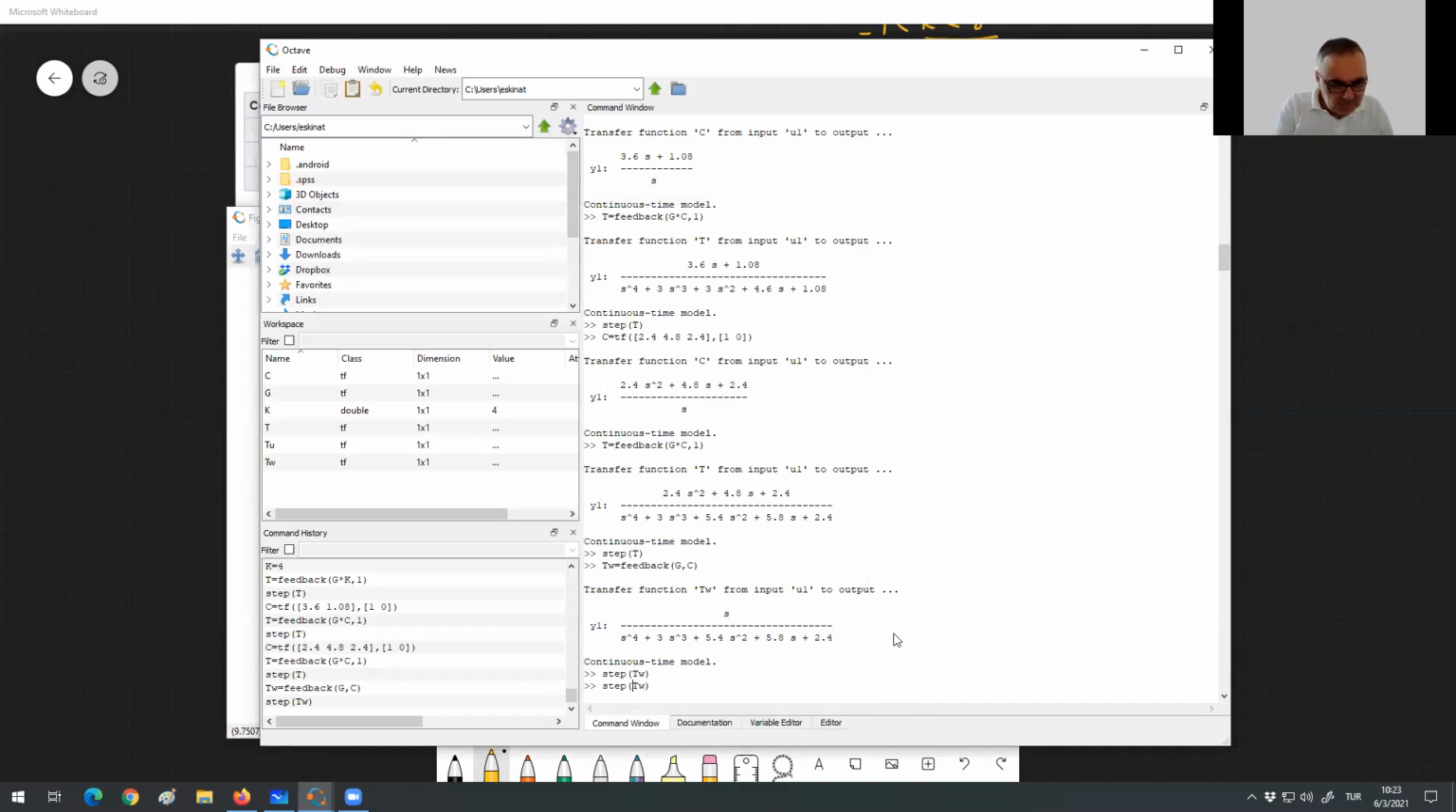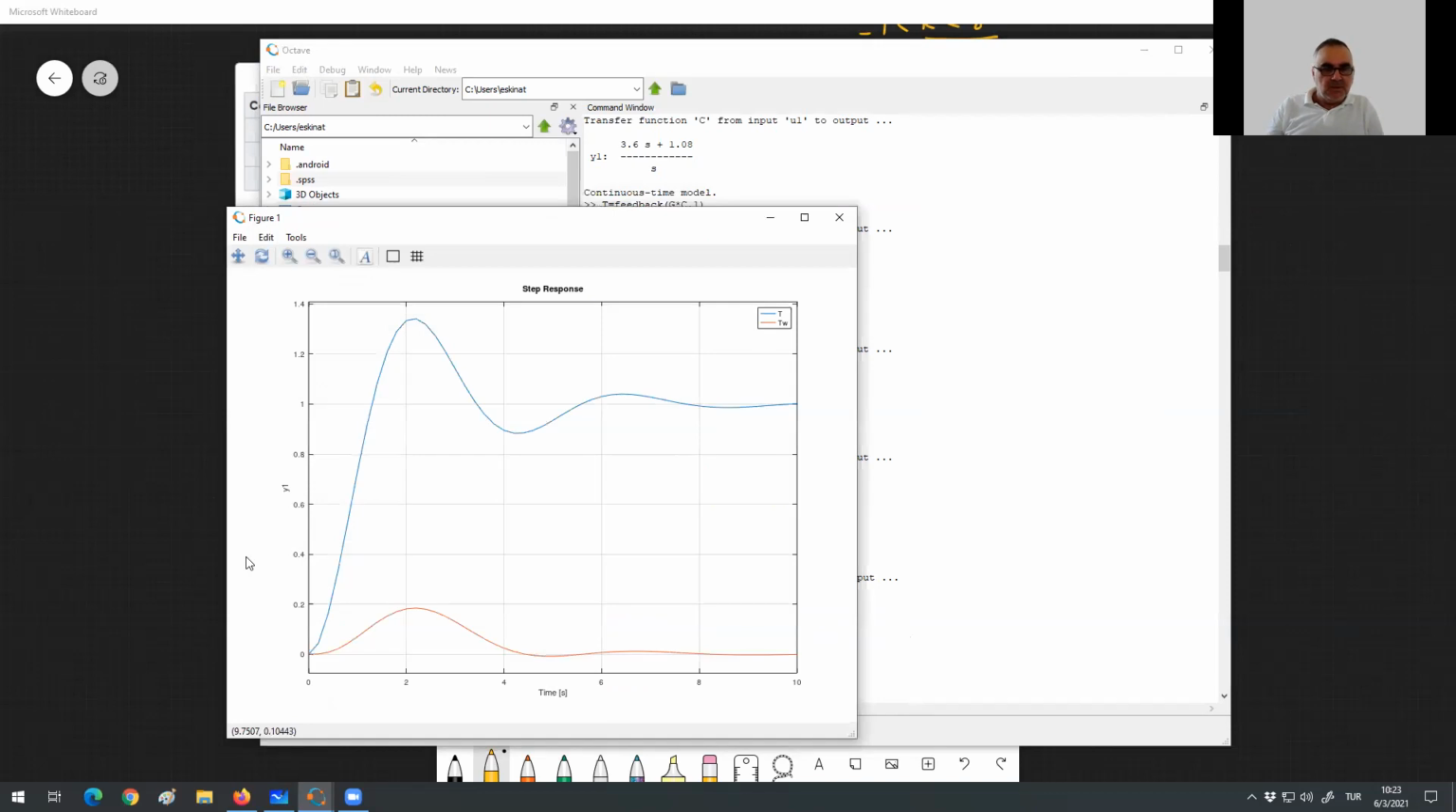As a matter of fact, you can even plot both the reference following and disturbance rejection together, which will give you the following result. The blue line is the reference tracking, and the red line is the disturbance rejection. And the disturbance rejection characteristic of the system is quite good.